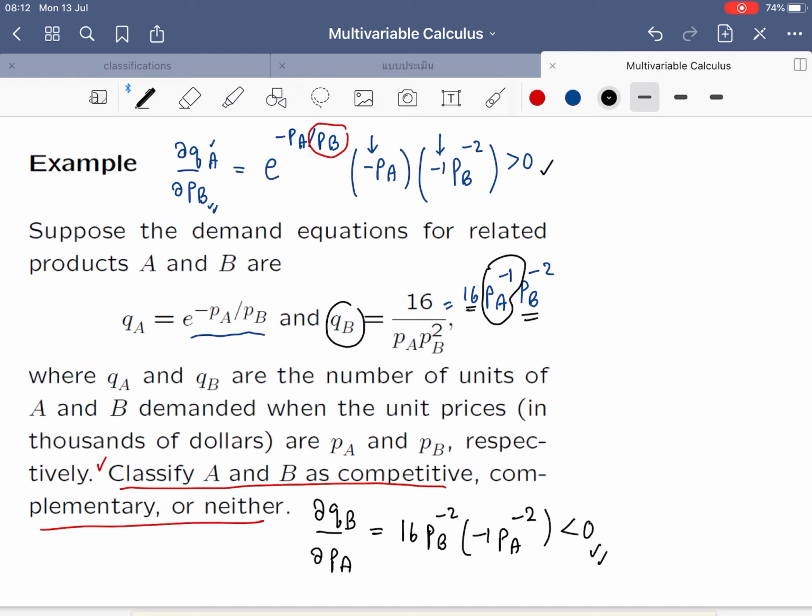So what does this mean? Actually there is no relation at all, right? If the price of B is going up, people just buy A, but if the price of A is going up, people don't buy B, so we don't have any meaning at all about this relation. So A and B are neither complementary nor competitive.